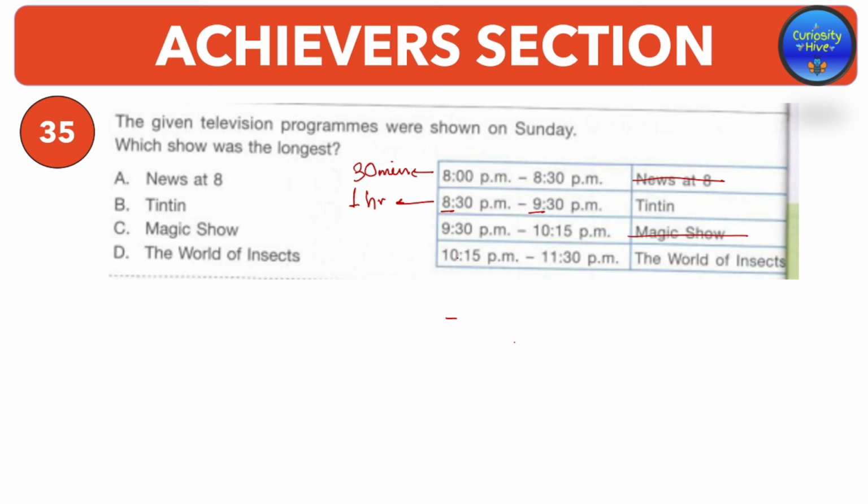How about this? Well, this is 10:15 to 11:30. Now 10:15 to 11:15 p.m. is 1 hour. And this time 11:15 to 11:30 is another 15 minutes. So in all, this show is 1 hour and 15 minutes. So the World of Insects is the longest program. So your answer is option D. See how quickly you can solve this?